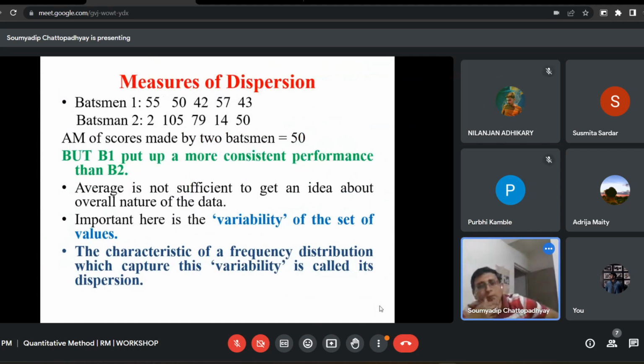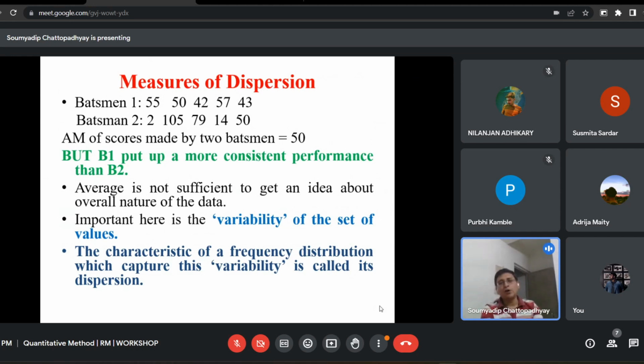So let me now move over to the measures of dispersion. Why are the measures of dispersion important? Again, this is a very commonly used example to understand the utility of the measures of dispersion. Suppose you are considering the runs scored by two batsmen. Batsman one's scores in the last 5 innings are 55, 50, 42, 57, 43, and batsman 2's are 2, 105, 79, 14, and 50. These are the scores of these two batsmen.